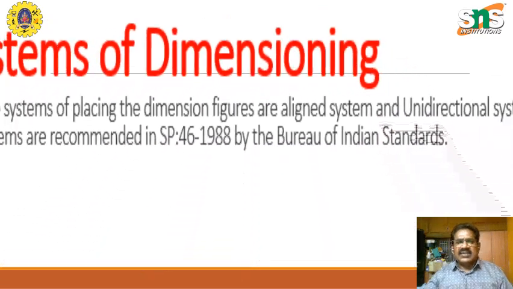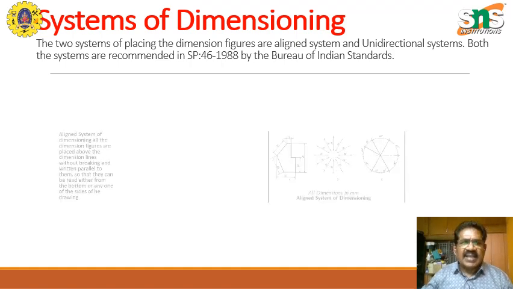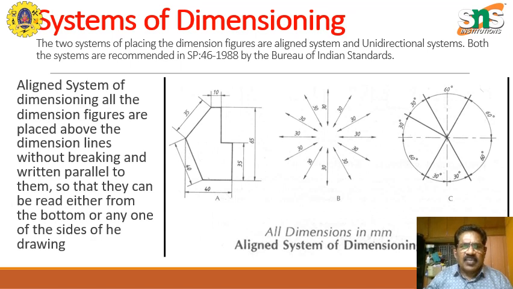Okay, so the next one is the systems of dimensioning. We have different kinds of systems being used as per standards, as per the Bureau of Indian Standards or BIS. We have the aligned system where all the edges are aligned, and then I can pull out a dimension which is exactly parallel to the flat face. These are the aligned systems.